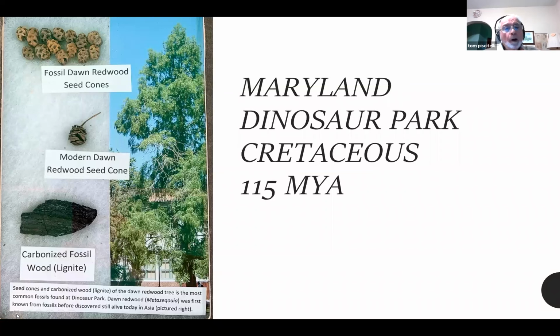Maryland has a dinosaur park that's Cretaceous in age, 150 million years ago. As you can see in the picture, fossilized Dawn redwood seed cones are found there. Carbonized wood, the lignite, is also found there. Route 1 from Washington, D.C. to Baltimore, Maryland is known as Dinosaur Alley. The Maryland Dinosaur Park is a former pit iron mine. It's one of the most important dinosaur fossil sites.